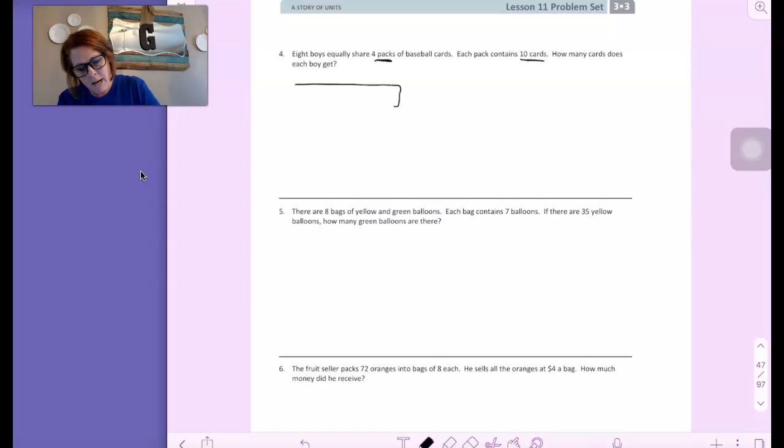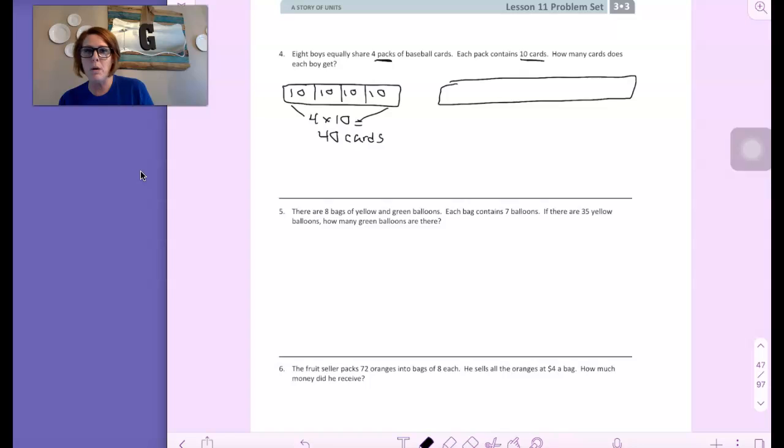So I can draw myself a tape diagram with my 4 packs of cards, and in each of those I have 10 cards. So now I can figure out that 4 times 10 cards in each gives me a total of 40 cards. Now I can divide those 40 cards between my 8 boys. So I'm going to make my 8 boys here, and I know that my total is 40.